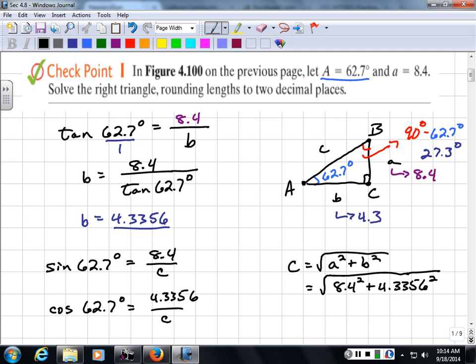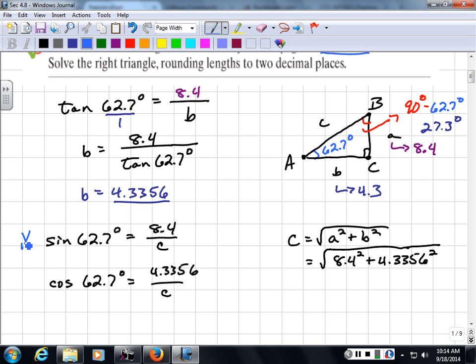Exactly. What's going to happen if I use either two of these methods, the cosine or the Pythagorean theorem? Round off error, yes. Round off error rears its ugly head. Go with the first one because, as he said, 8.4 is given in the problem. That is an exact value. The decimal angle is given in the problem. So go with the sine of 62.7 equals 8.4 over c. If you do the other two, yes?